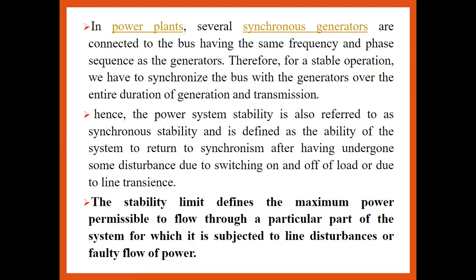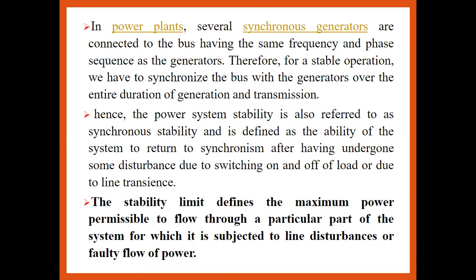Hence power system stability, also referred to as synchronous stability, is defined as the ability to retain the original position or to retain synchronization even after undergoing some disturbances due to switching, excitation, on and off load, or line resistance, line transients or line disturbances. They retain their synchronization after undergoing the specific period. That's called power system stability, or synchronous stability.